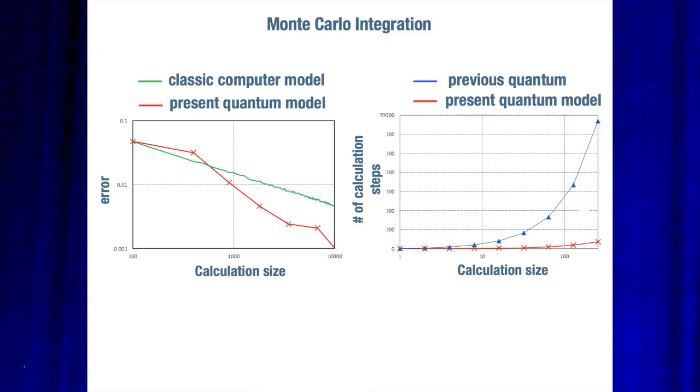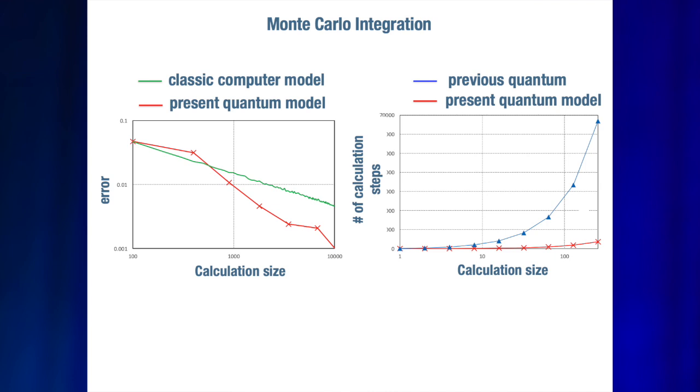But at the same time, we have improved the error. So red is the quantum model, and green is today's Monte Carlo, and the horizontal axis is the size of the calculation. For the big size calculation, we have smaller error for the quantum case.